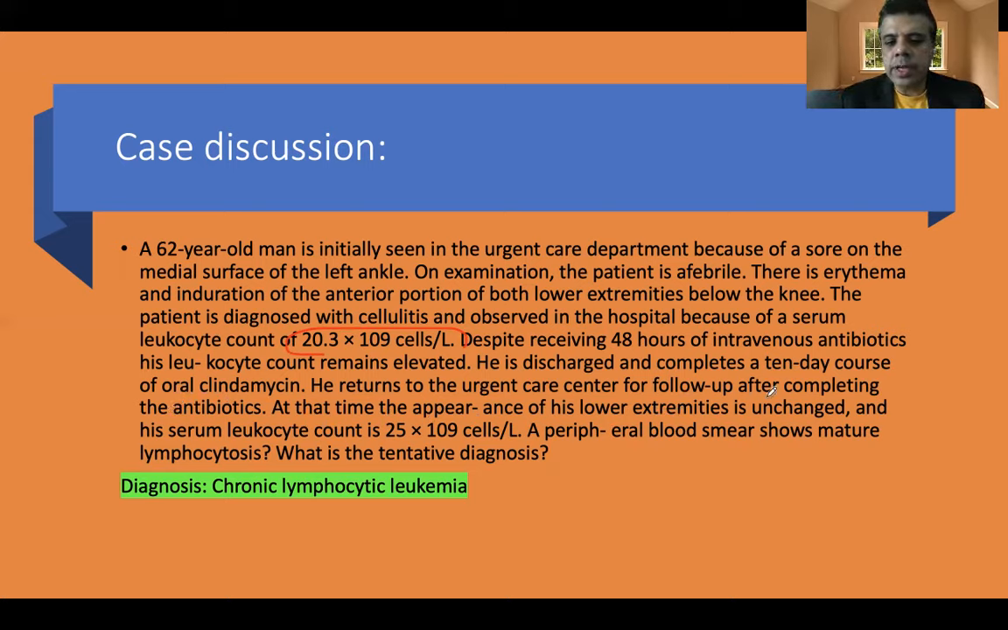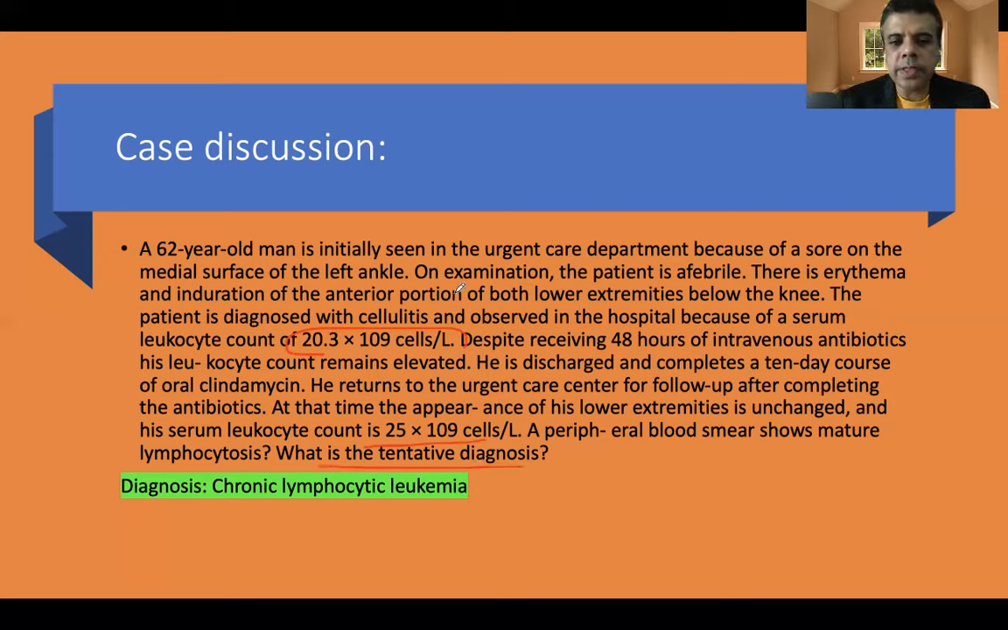He returns to the urgent care center for follow-up after completing the antibiotics. At that time, the appearance of the lower extremities is unchanged, and the serum leukocyte count again remains elevated. A peripheral blood smear shows mature lymphocytosis. So what is the tentative diagnosis?